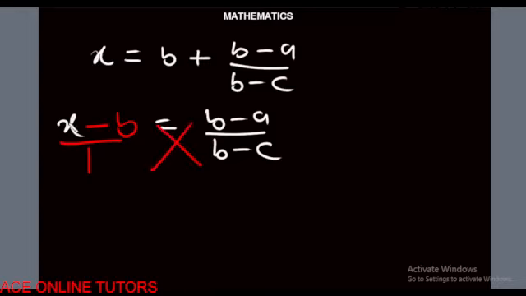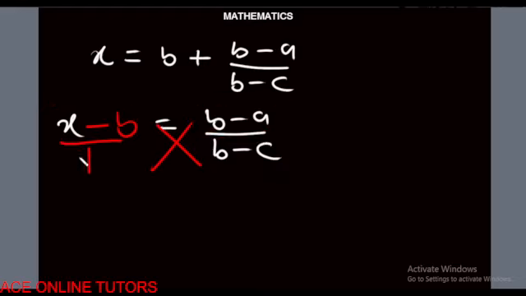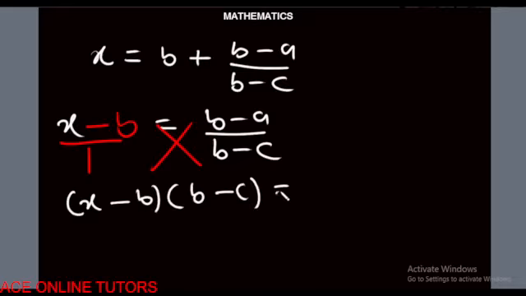Now when you cross multiply, this will multiply this because they say it is cross. Why this will multiply this? So when you do that, what are you going to arrive at? You're going to arrive at (x minus b)(b minus c) equal to b minus a. Is what we are going to get.